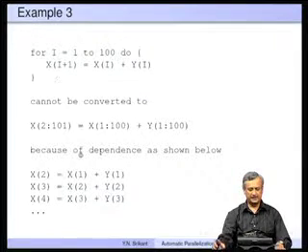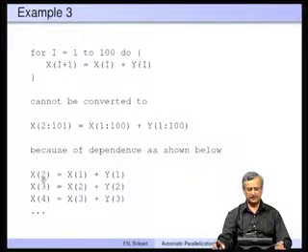The reason is the dependence. Informally, let us see what this dependence is. Let us substitute i equal to 1, 2, 3 etcetera and see what happens to these statements. With i equal to 1, the statement becomes x[2] = x[1] + y[1]. With i equal to 2, it becomes x[3] = x[2] + y[2]. With i equal to 3, it becomes x[4] = x[3] + y[3], etcetera.